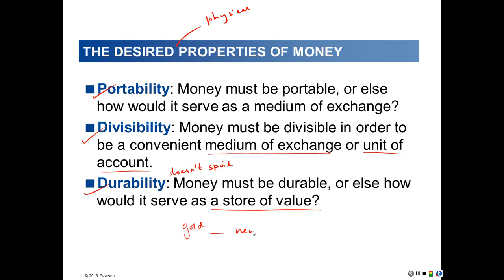It never rusts, for instance. Gold never oxidizes. Silver can. Copper can. Copper turns green, for instance. But gold never rusts, which is perhaps one reason why mankind looked to gold as money, because it was a very good store of value.